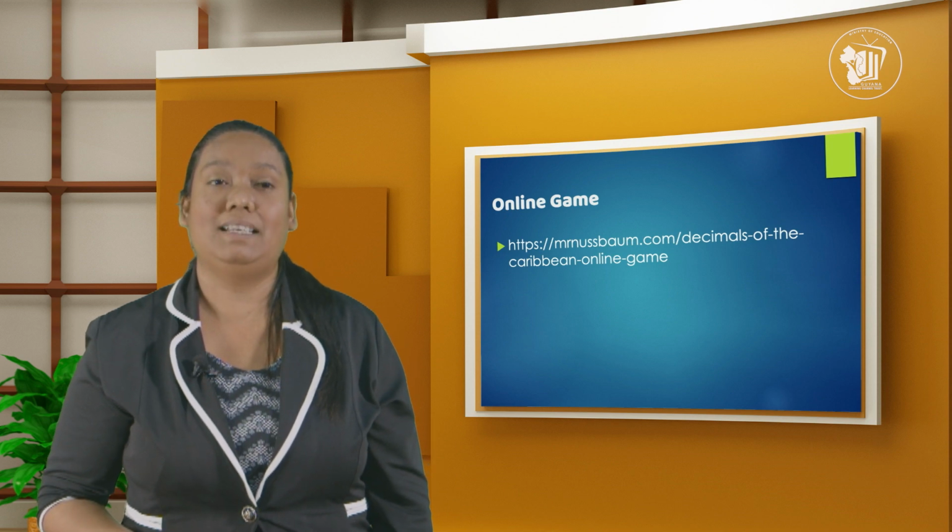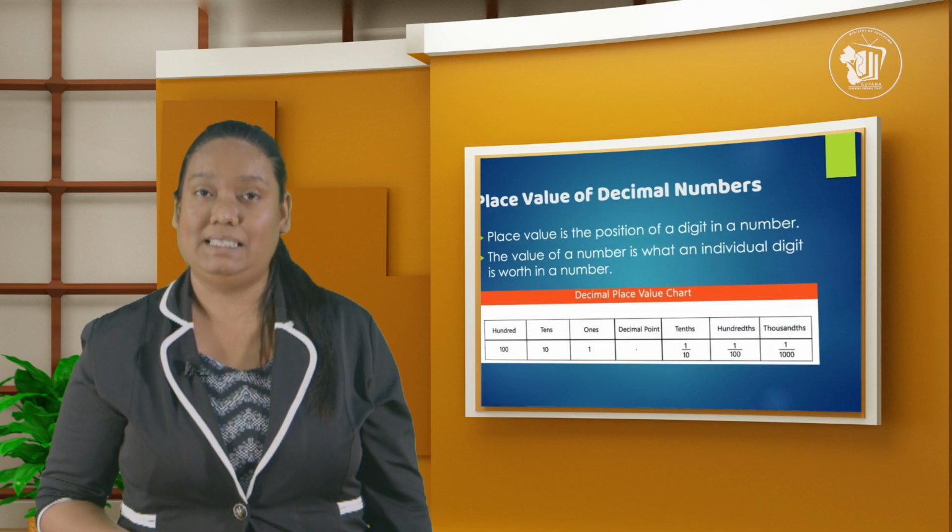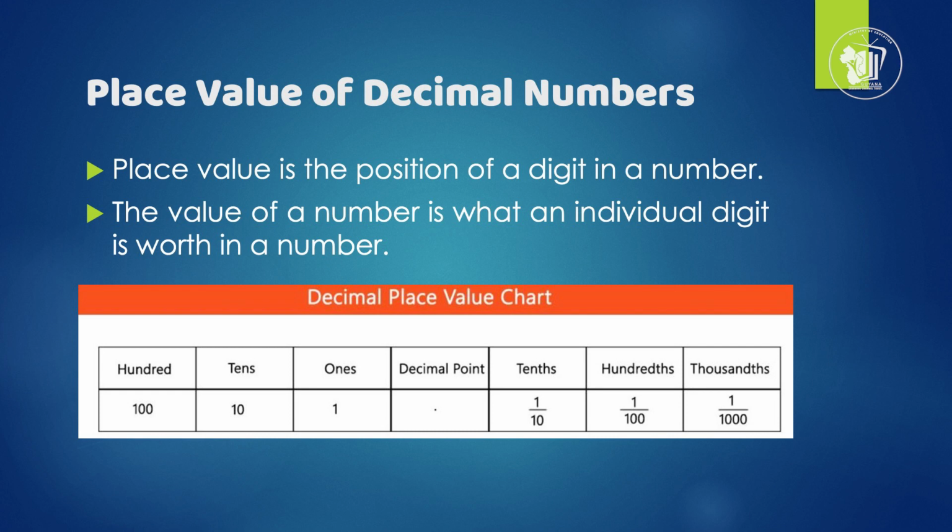Now let us look at place value of decimal numbers. Place value is the position of a digit in a number. Place value is a word. The value of a number is what an individual digit is worth in a number. In this case, value is a number.